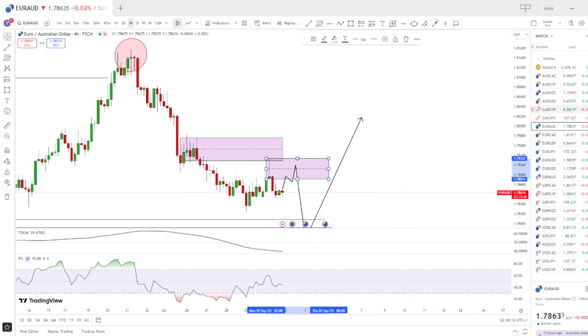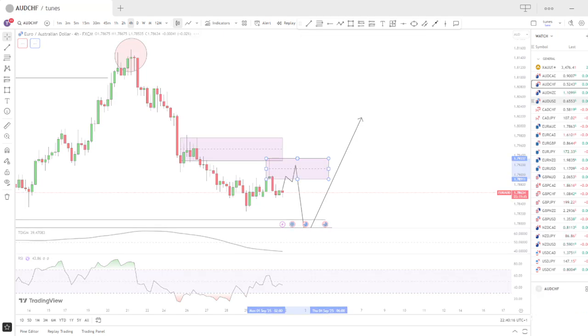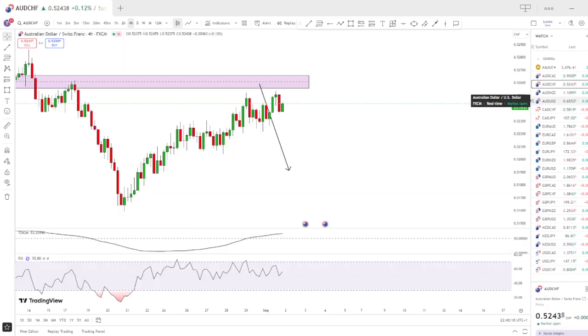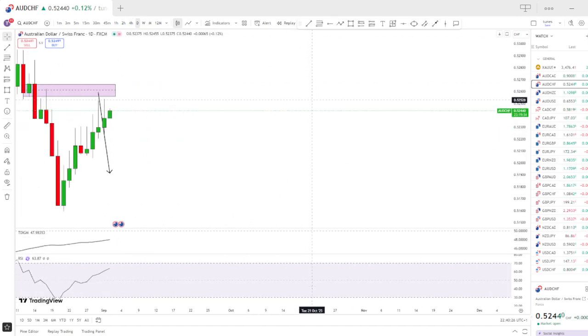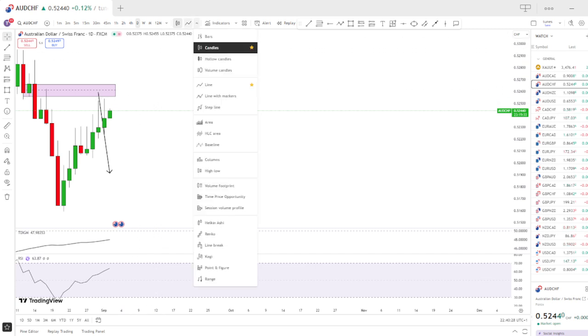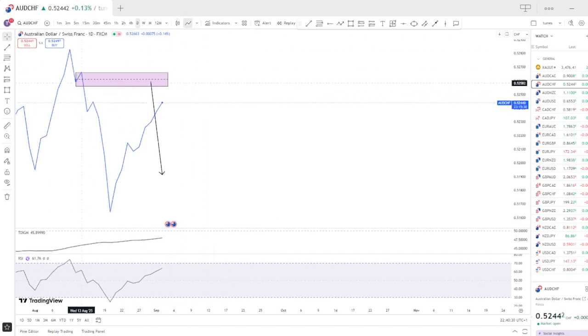Next up, I think we'll look at AUDCHF. All right, yeah. I remember I was expecting something like this maybe last week, and I didn't get to see it materialize, so let's look at it again and see if it's still looking valid.